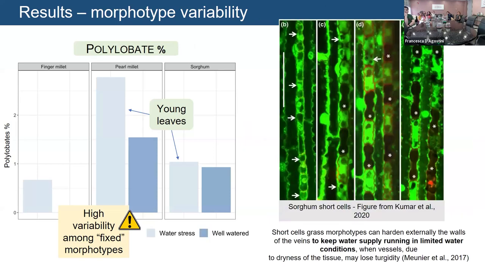And the fact is that if we look at literature, particularly in studies dedicated to biosilica deposition or in general crops, and here are some examples, we actually see that there is the possibility that even short cells of grasses can play a role in response to water stress. For example, I here put a citation of Meunier and colleagues, 2017, where he hypothesized that short cells can help to harden externally the veins to keep the water supply running in limited water conditions, when usually the vessels tend to lose turgidity because of the water stress. So it actually makes sense that even short cells modulate their production in relation to water availability.